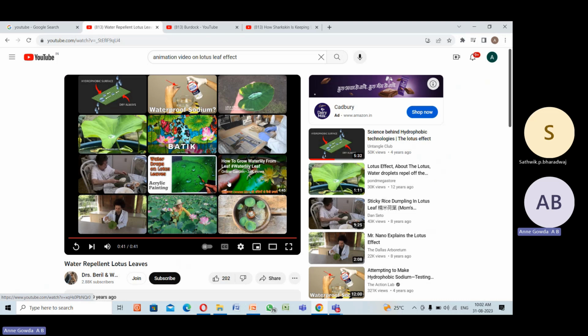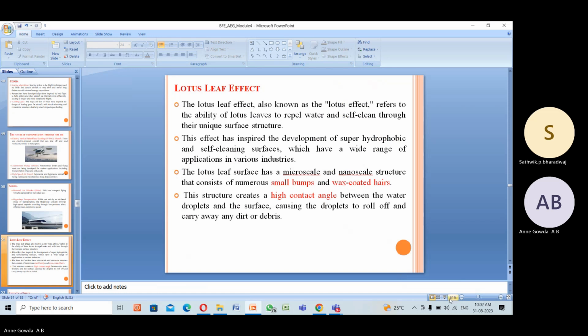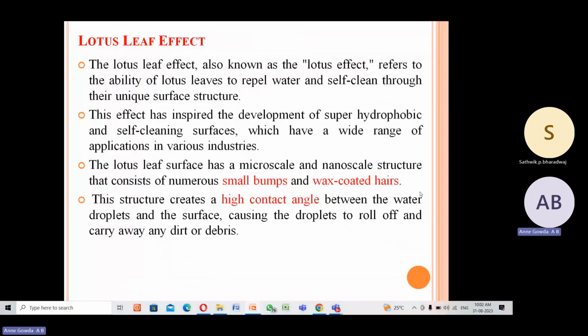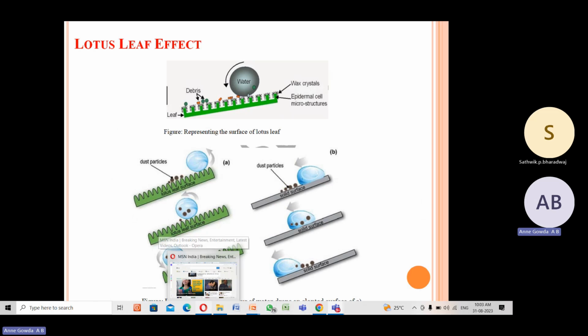So that has led to the invention of super hydrophobic surfaces and self-cleaning surfaces. So what is the difference between a normal surface and a lotus surface? As I said, this lotus leaf surface has some nanostructures, which we call bumps, with tiny hairs on them. You can observe in this upper diagram the surface of the lotus leaf, which has small bumps with tiny wax-coated hairs. So these structures make the lotus surface different from other surfaces.